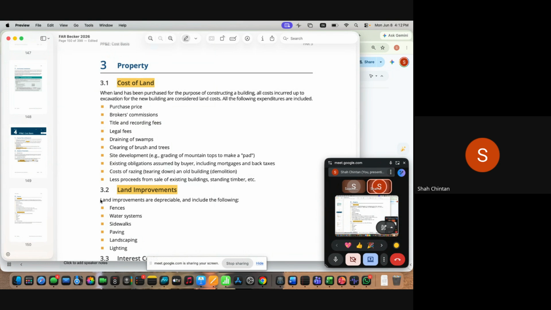But land improvements are a depreciable asset because ultimately they are going to be demolished. So for example, you created a pathway, a footway for people to walk. Maybe it will sustain for 5 years, 10 years, 15 years, 20 years, 30 years. After that, you have to recreate them. So land is a non-depreciable asset, but land improvements are depreciable assets.